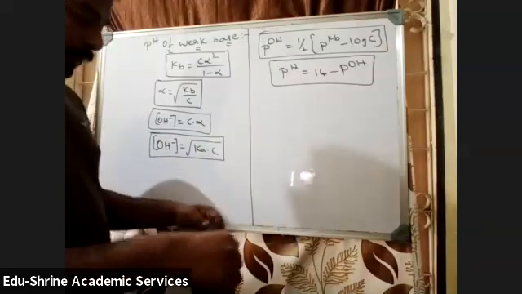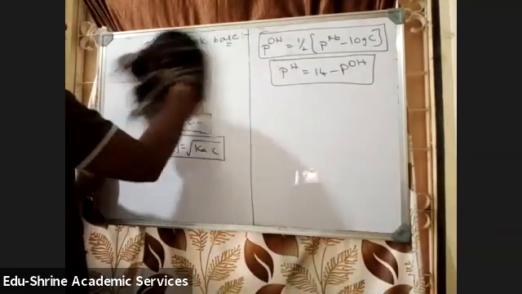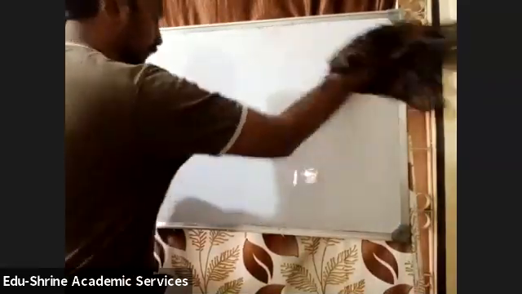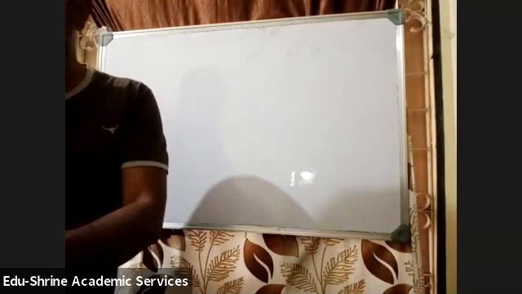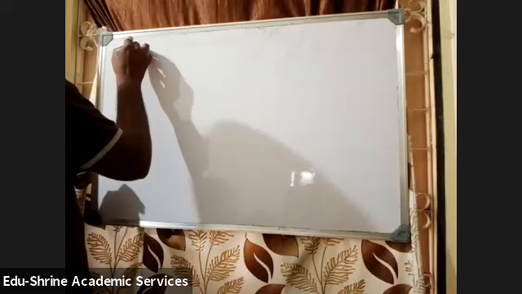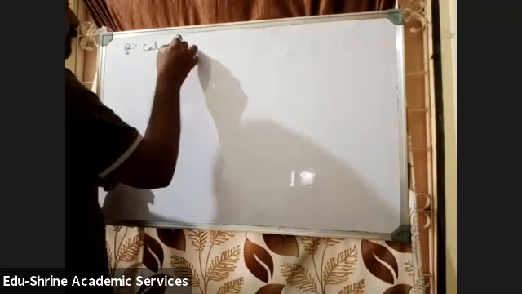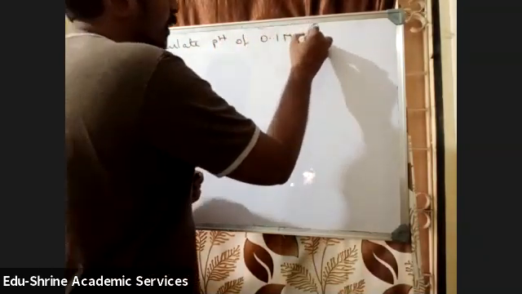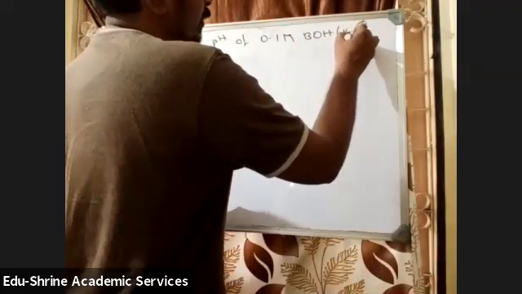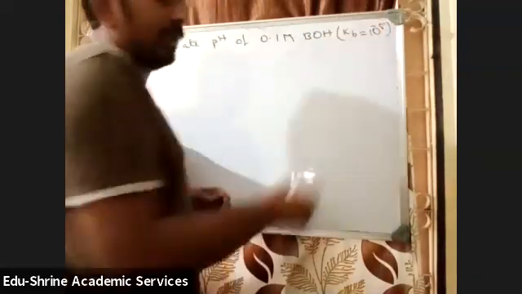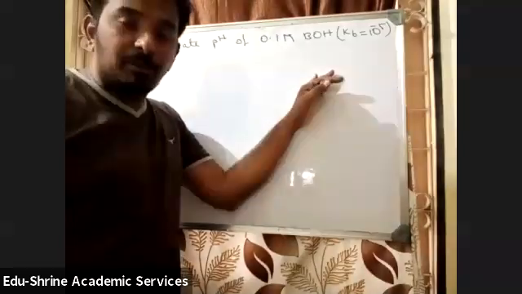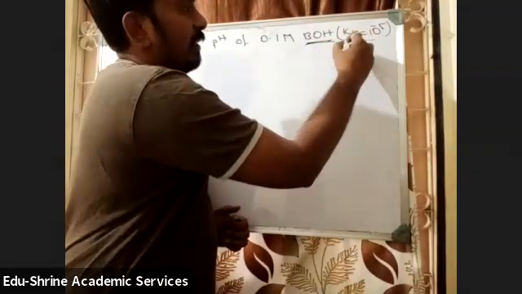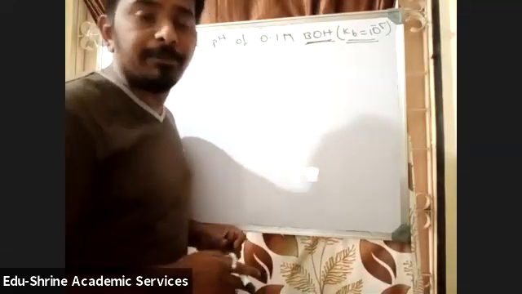Okay, so let us write one question. Calculate pH of 0.1 molar BOH whose Kb value is 10 power minus 5. Immediately after seeing the question, you must come to know that BOH is a base and the Kb value is given. That means it is a question related to weak base.